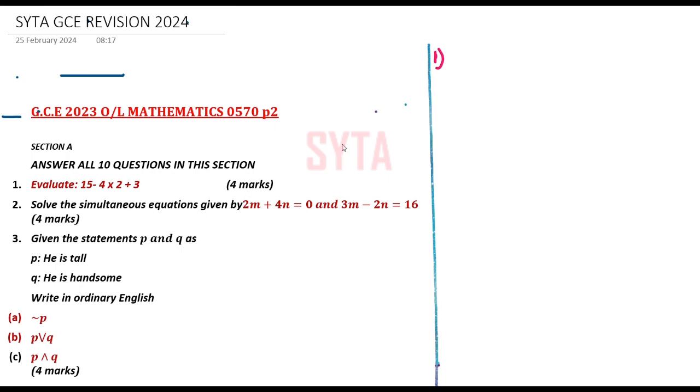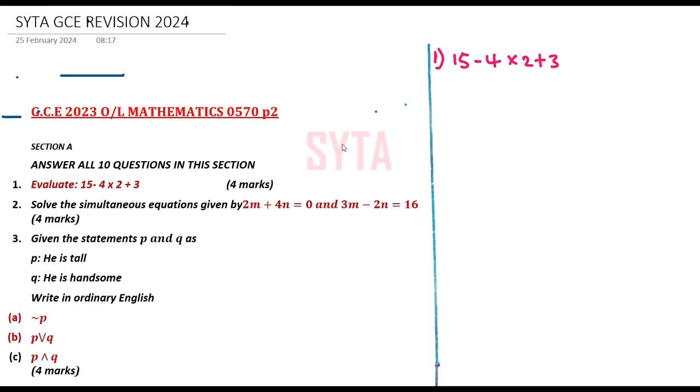We have in the first question here, question number 1. Before that, you see instructions for session A: you are required to answer all the 10 questions. And so it is compulsory for you to answer all the 10 questions. Let's start with the first question. We are asked to evaluate 15 minus 4 times 2 plus 3.